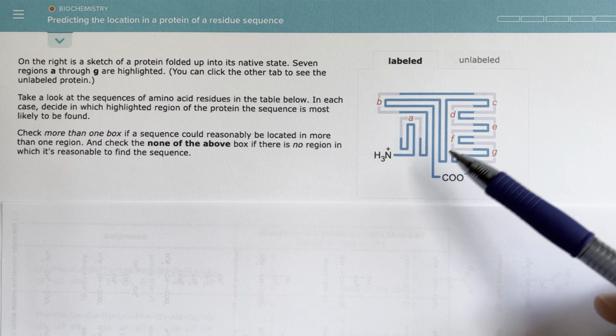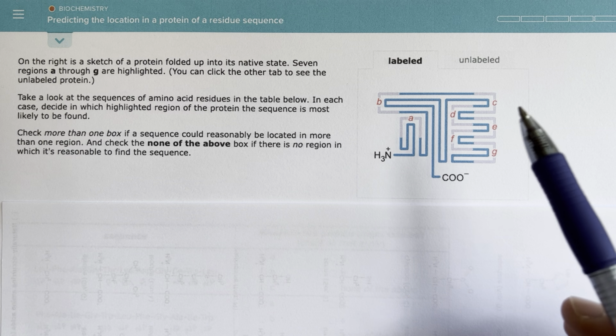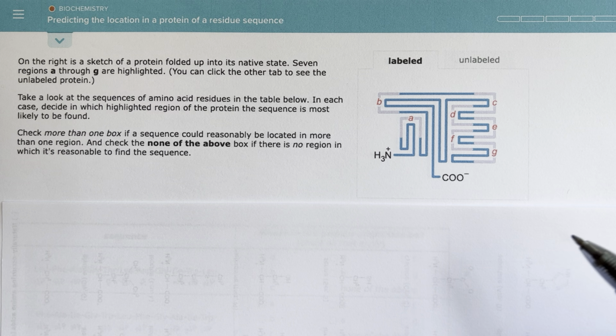We've got an unlabeled and a labeled little picture here. Really, it's just to show you what it would look like without these little labels in it, just the big picture. This is really what we need to be focused on, though, where these little sections have been labeled for us A through G.